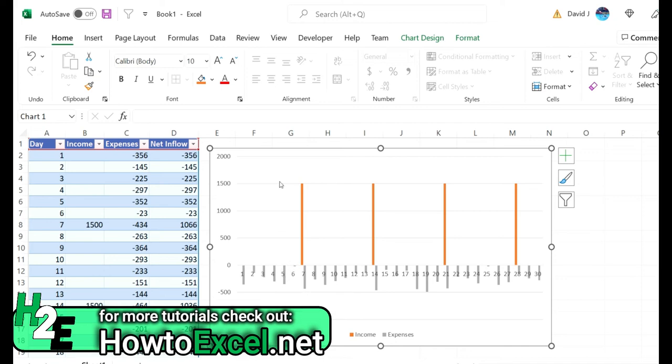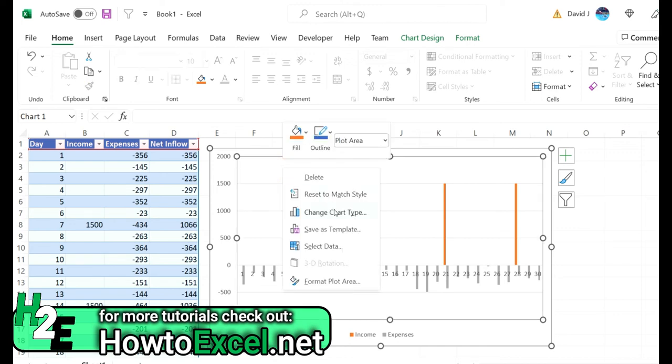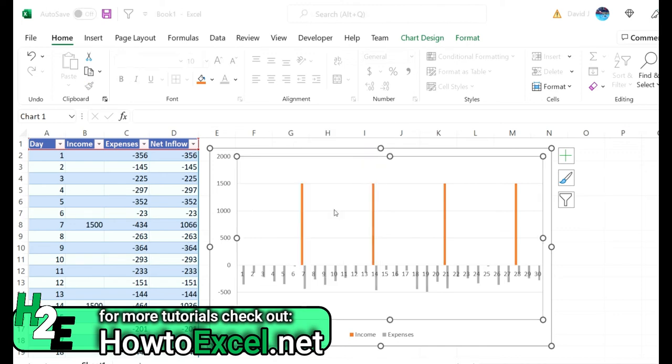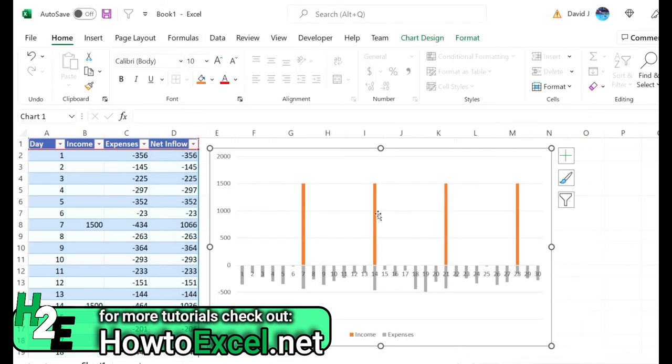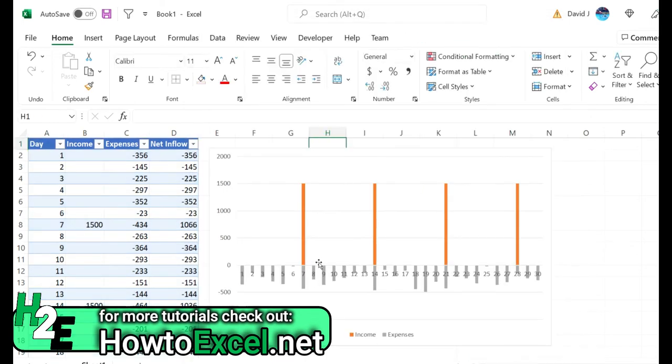A really easy way to do this is just to change the chart type, because right now it has these different columns next to one another, but what we can do is stack them. And by doing that, we've got the positives and the negatives separated out. So we've got the positives up here. Looking at day 7, we can see it's nicely centered. We've got that inflow of $1,500 in income. We've got expenses that are negative $434.